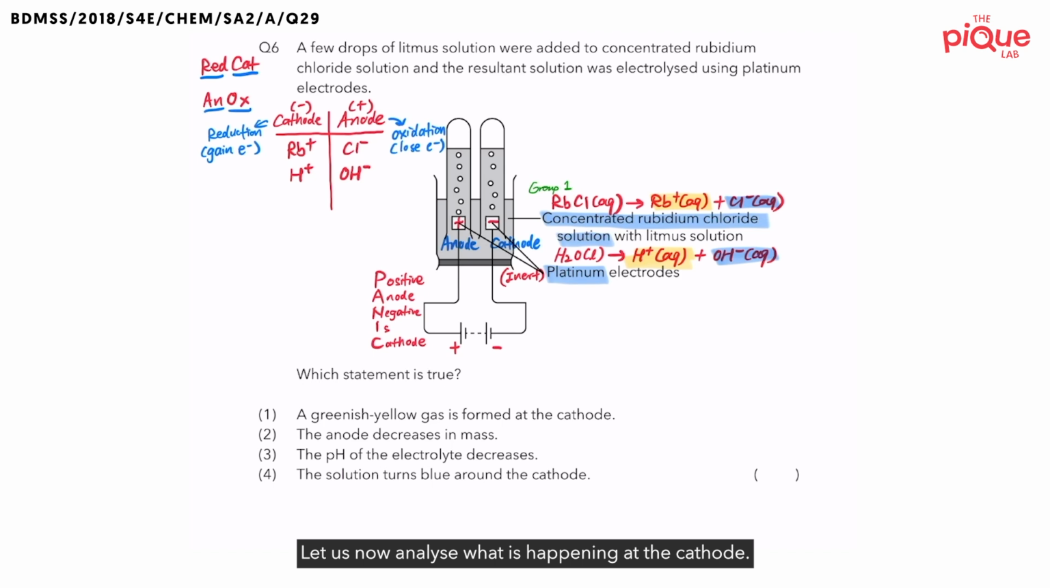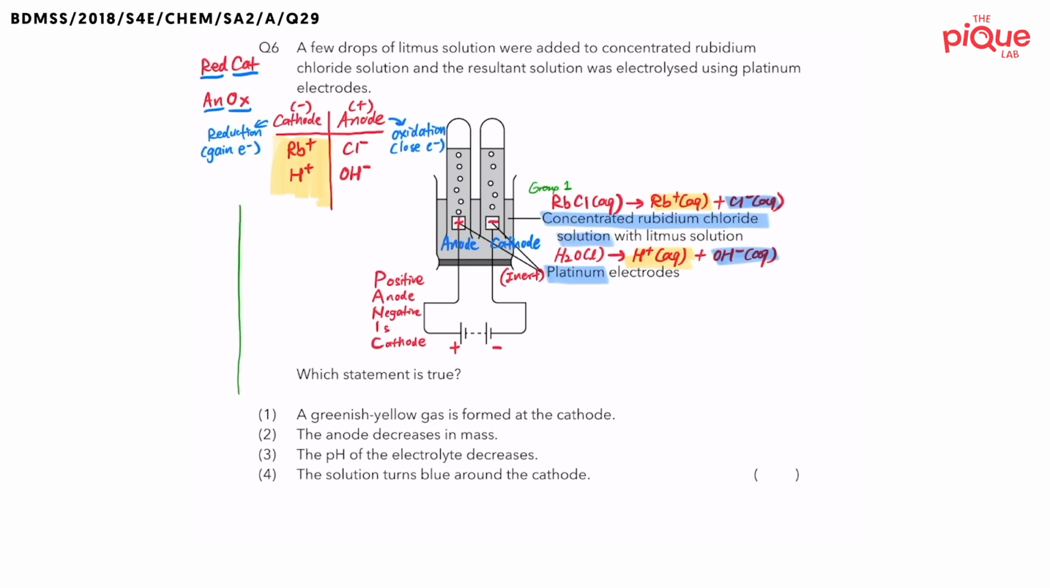Let us now analyze what is happening at the cathode. Although we have Rb+ and H+ that will migrate to the cathode, only one of these ions will be selectively reduced. And we will have to rely on the reactivity series in order to determine which one will be selectively reduced. You may pause the video now and try to recall the reactivity series.